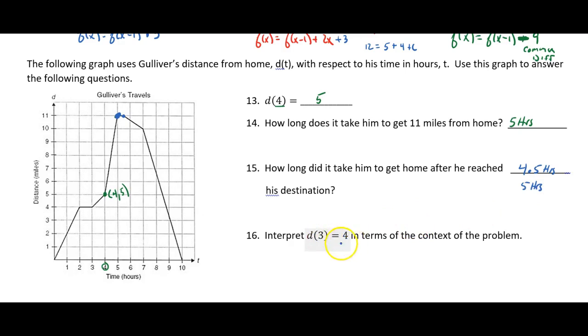Now, what does d of 3 mean? Well, remember, the input is time, the output is miles from home. Therefore, after 3 hours, he was 4 miles from home. Okay?